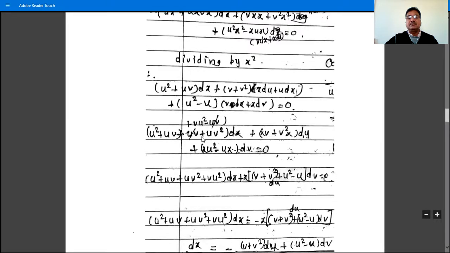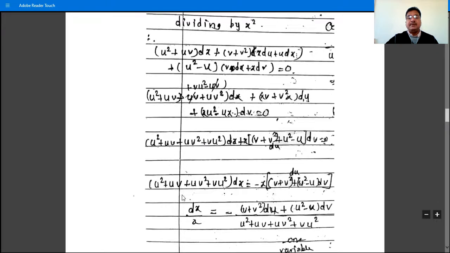Okay, so after simplification we have this: the coefficient of u square v, u square, this minus uv and plus uv get cancelled. So u square plus uv plus uv square and plus vu square. Okay. So this is the coefficient of dx.